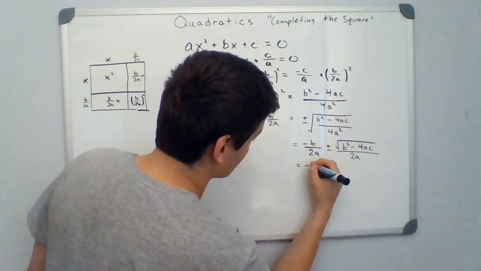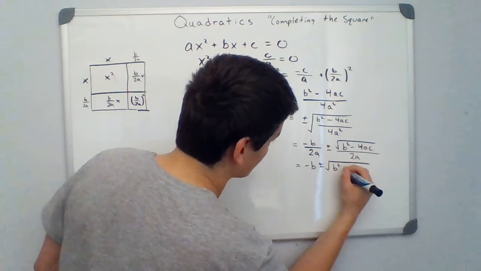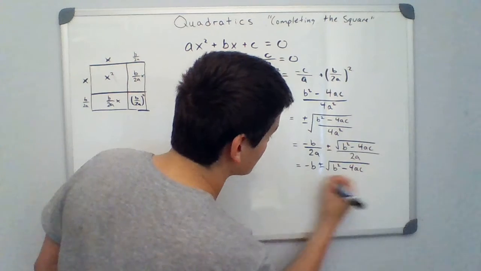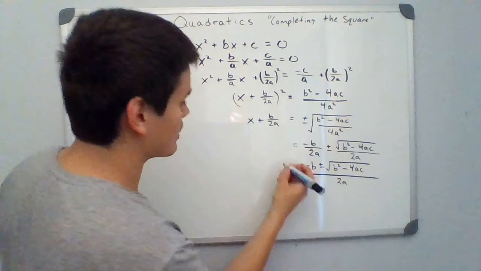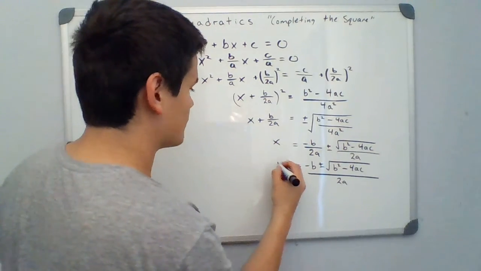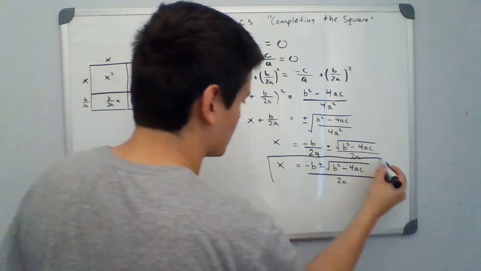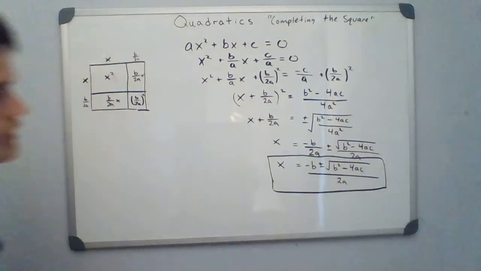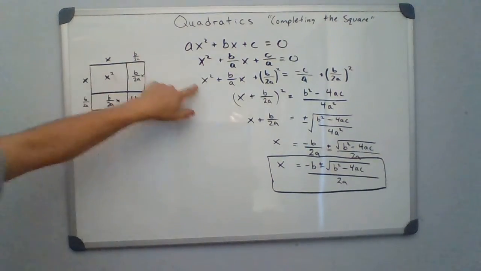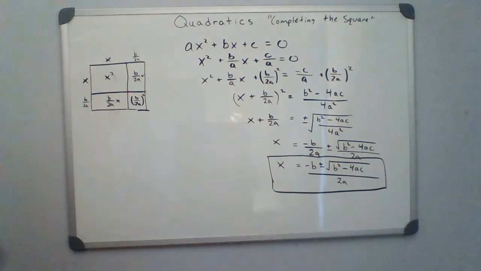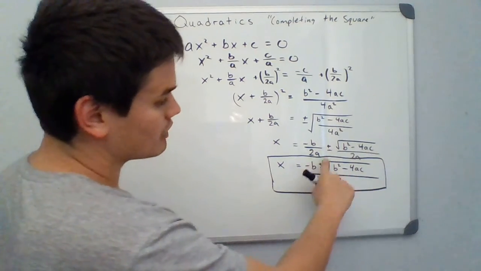And now I'm going to have negative b plus and minus the square root of b squared minus 4ac divided by 2a. So I can combine those fractions. All right, and this is the quadratic formula. So if we generalize a, b, and c, we can still solve for x, and it takes on this form here.